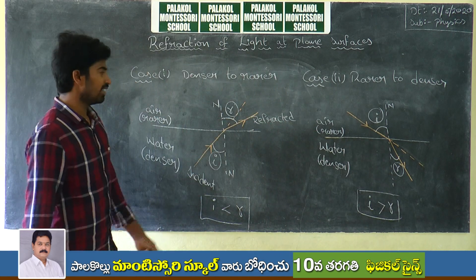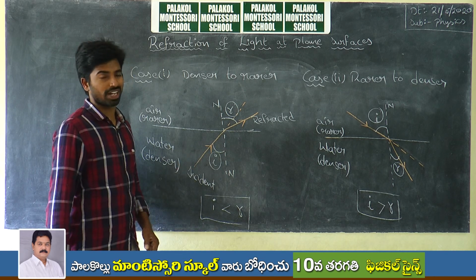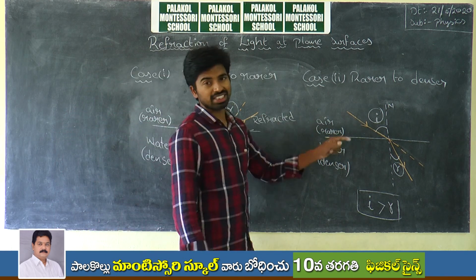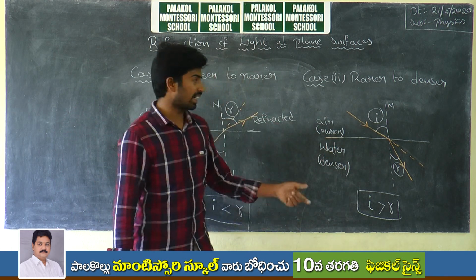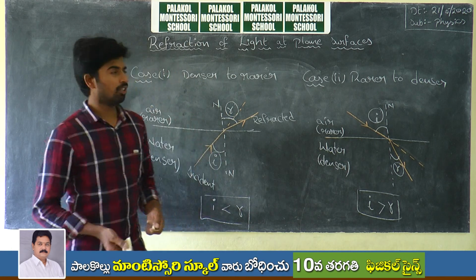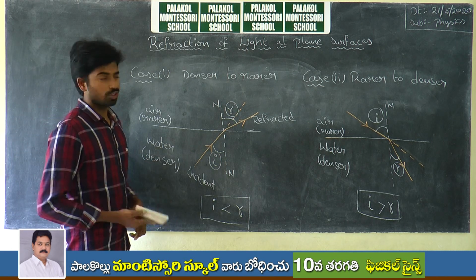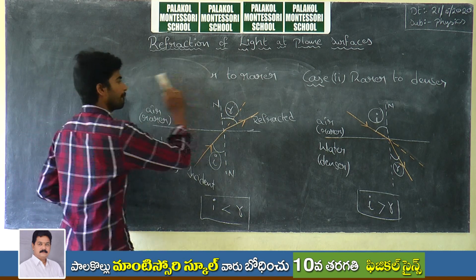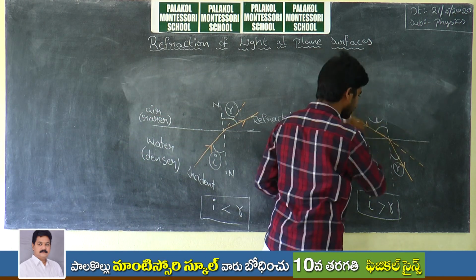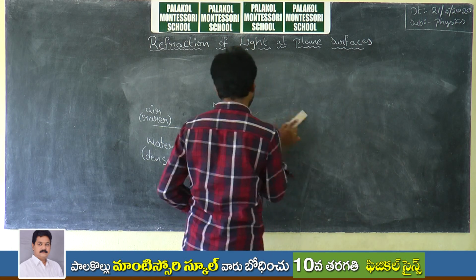So these are the two main cases of refraction of light. One is when light travels from a denser to a rarer medium, and another is when light travels from a rarer to a denser medium. So let us know what the reason is behind this change in direction of light. What makes the light change its direction when it is traveling from one medium to another medium?